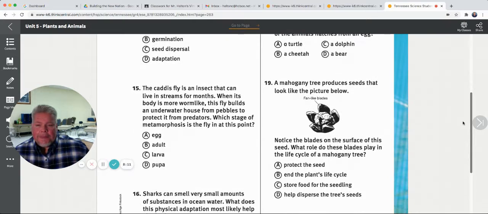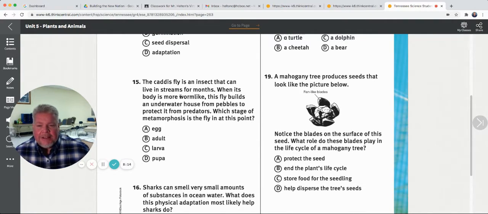Number 15. The caddisfly is an insect that can live in streams for months. When its body is more worm-like, there's our clue, this fly builds an underwater house from pebbles to protect it from predators. Which stage of metamorphosis is the fly in at this point? When it's worm-like. Do you remember which stage of metamorphosis is worm-like? It's that caterpillar when it comes out of the egg. So egg, larva. A larva is like a worm. So remember that when you test, worm-like caterpillars are larvae. Pupa is like the cocoon. Okay, adult would be the butterfly.